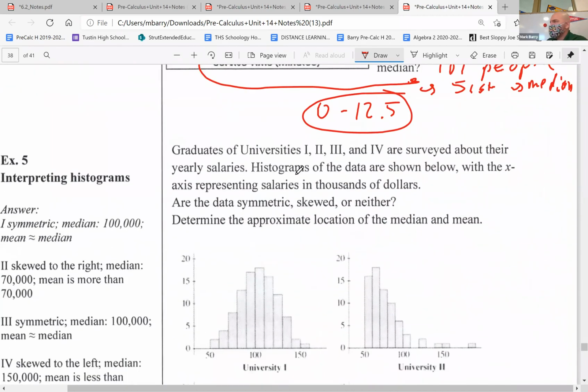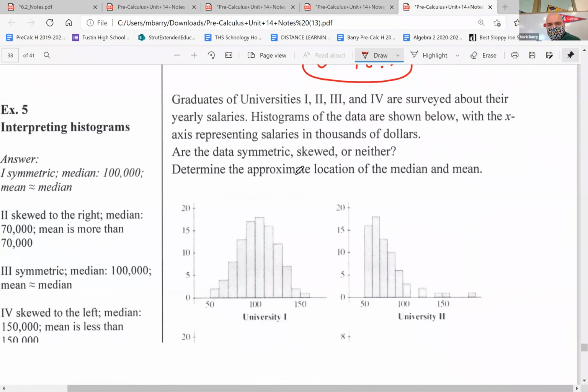Okay, let's do some more like this. Graduates of these universities have their salaries written down there. So they're asking, is it symmetric, skewed, or neither? And then determine the approximate location of the median and the mean. Okay, so for A here, it definitely looks symmetric. Once again, not perfectly symmetric, but it's close enough that I feel comfortable calling it symmetric.